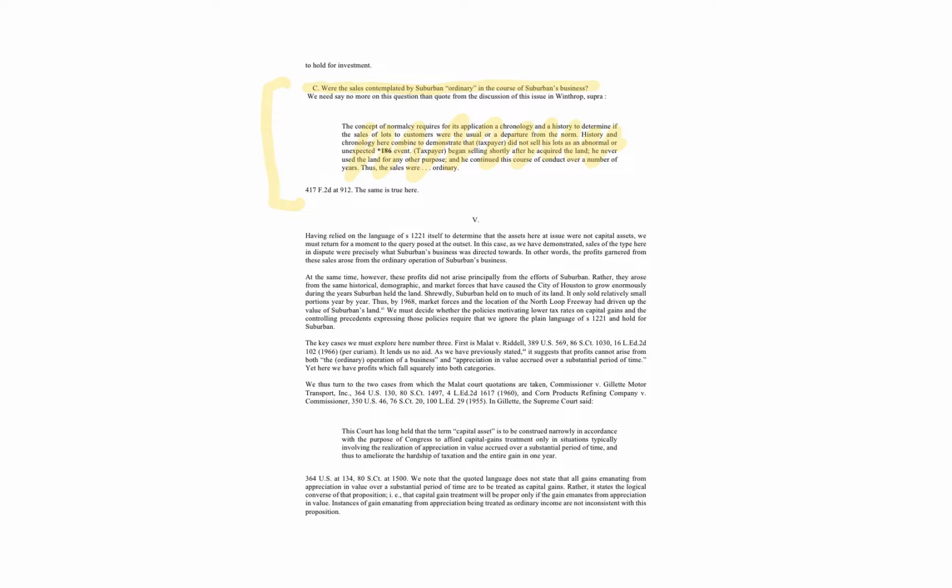Taxpayer began selling shortly after he acquired the land. He never used the land for any other purpose and continued this course of conduct over a number of years. Thus, the sales were ordinary. The same is true here. So the idea there is, from the factual analysis already, it's kind of like it speaks for itself, and they just basically cited to Winthrop.